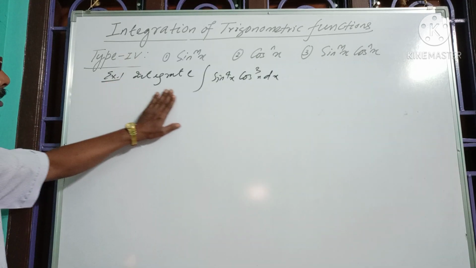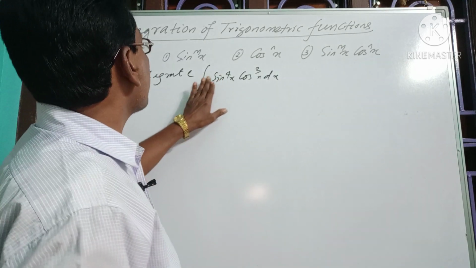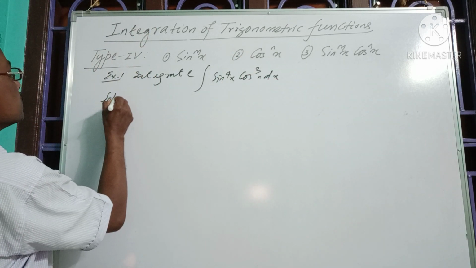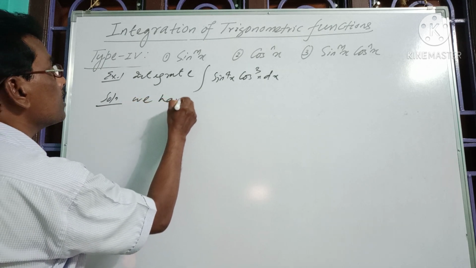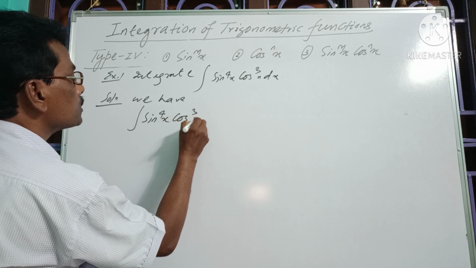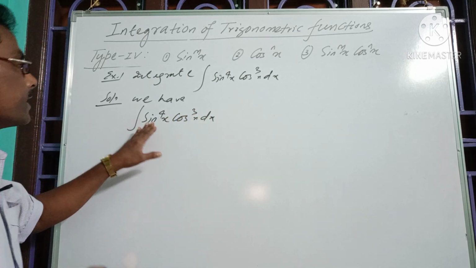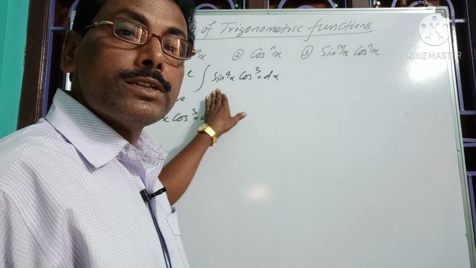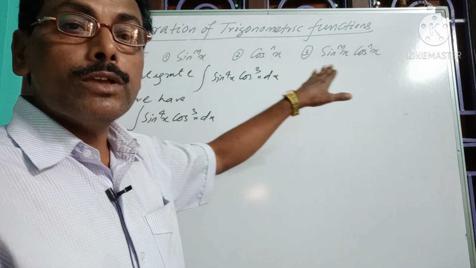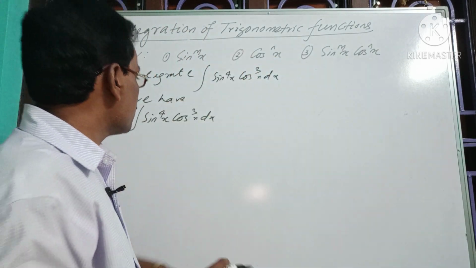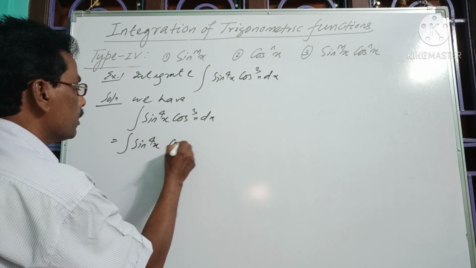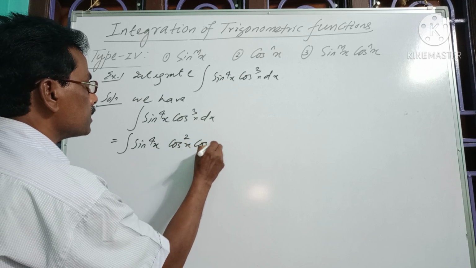Let us consider an example, that is we have to integrate sine to the power 4 x into cos to the power 3 x with respect to x. So let us consider the solution: we have the integration of sine to the power 4 x into cos cube x with respect to x. Now the integral contains one sine function and another cosine function, where the cosine function contains an odd power of x. So we have to break the odd power of the cosine function like this: sine to the power 4 x into cos square x into cos x with respect to x.